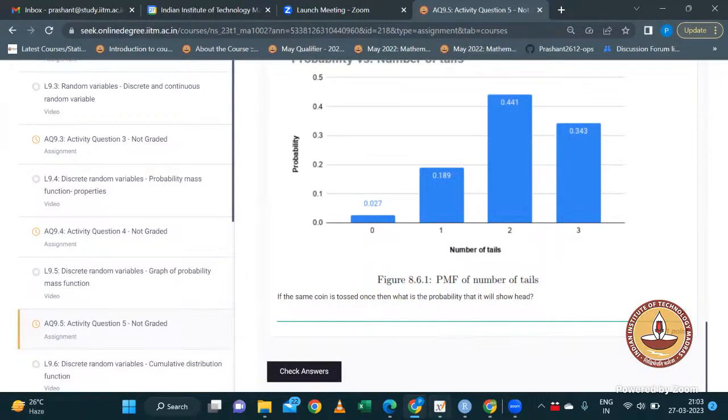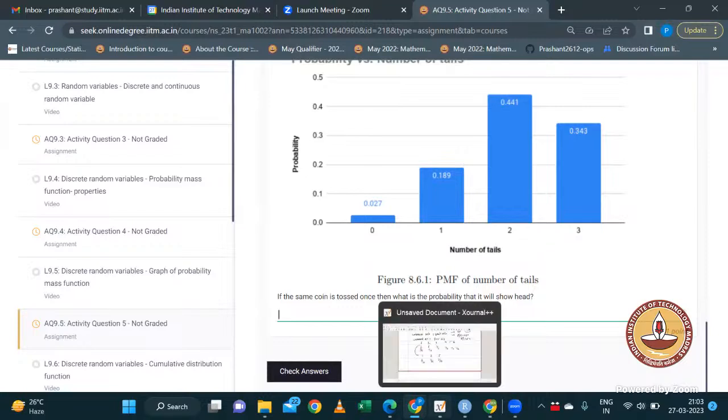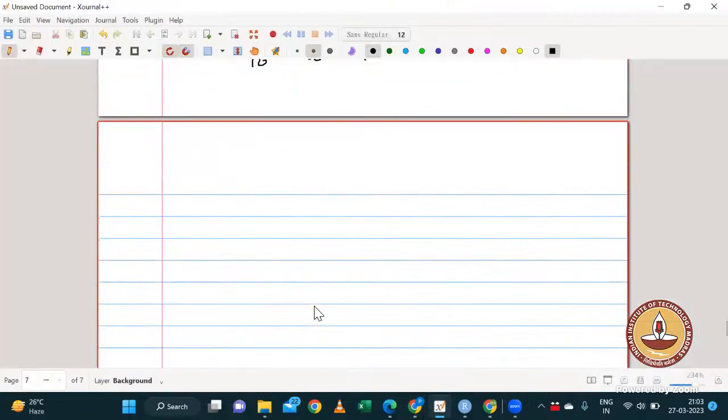So what is the x taking? The values 0, 1, 2, and 3, right? Yes, sir. So if I'm saying x equal to 0, that means no tails. It means all heads. All 3 are heads.